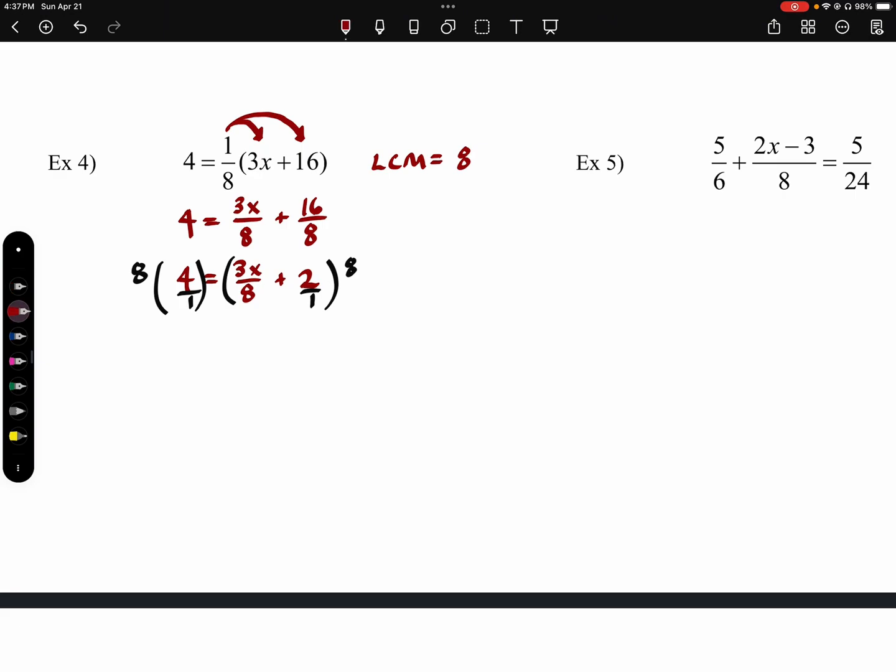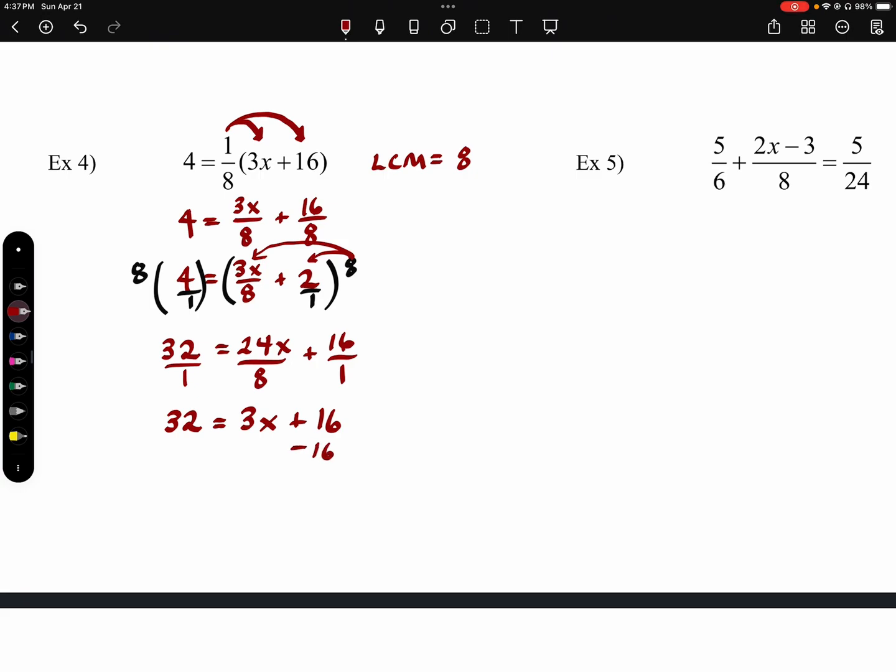8 times 4 is going to be 32, and that's still over 1. 8 times 3x would be 24x, that's still over 8. And then we do 8 times 2 is 16, that's still over 1. So we can simplify this to state 32 is equal to 24x divided by 8 would be 3x, so 3x plus 16. And now we'll just finish solving.